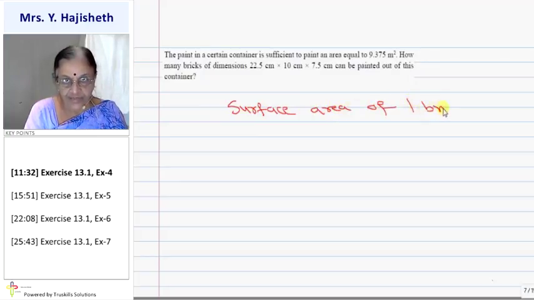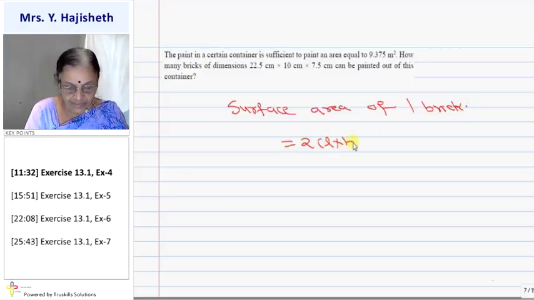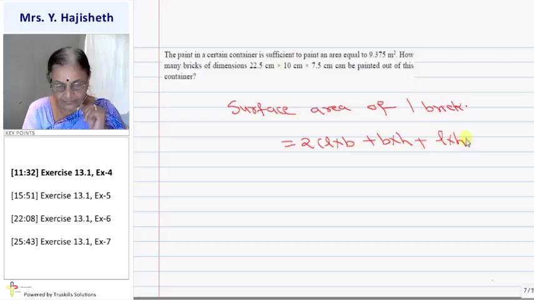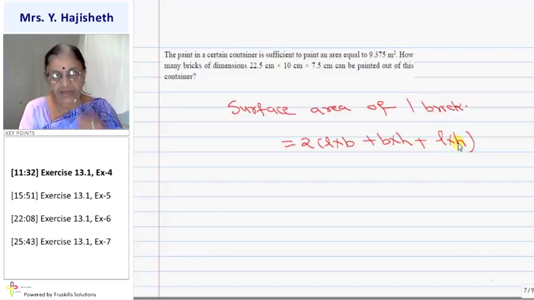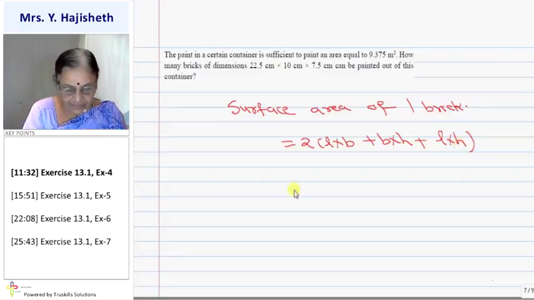1 brick. Brick is cuboid in shape. Its total surface area is 2 times (L into B plus B into H plus L into H). Okay. Put the value. They are given in centimeter, so our answer will be in centimeter square.